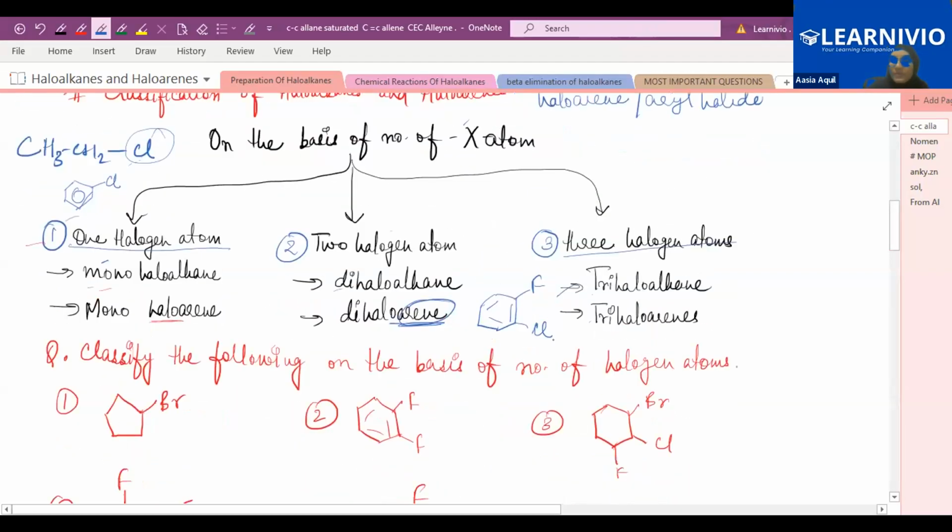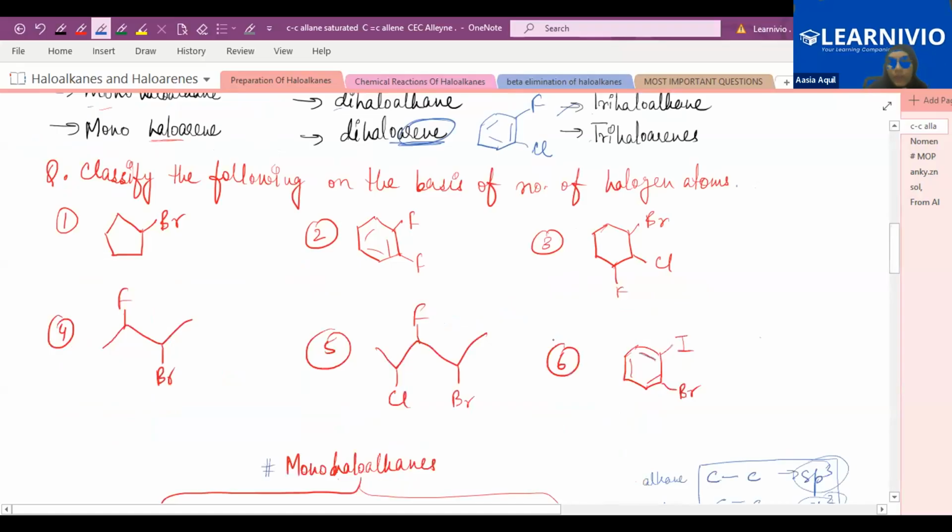Sometimes we have another classification also: polyhaloalkenes or polyhaloarenes. The word poly is used for many. If the halogen atoms are more than one, we call it poly. So, polyhaloalkenes or polyhaloarenes.